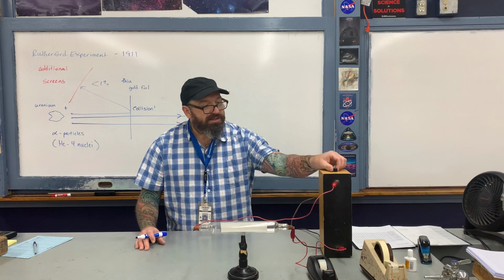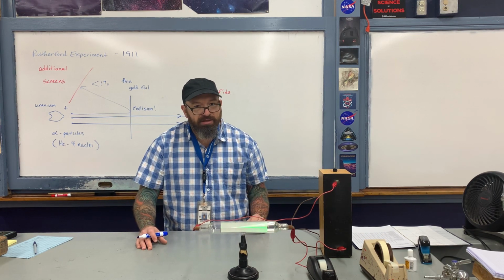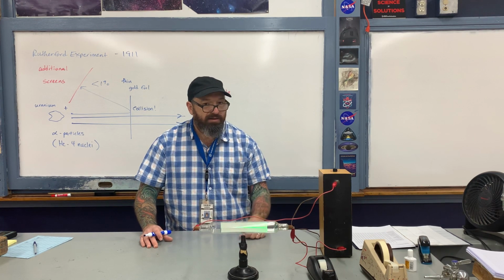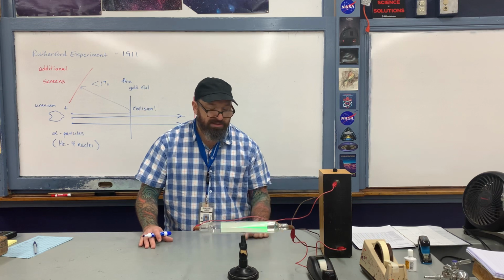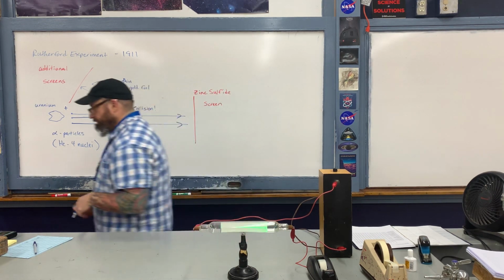So let me go ahead and turn this on like so. And then you can see that the green light that's being emitted here on the screen, that's the result of the electrons striking the zinc sulfide and thereby causing the screen to fluoresce. Let me go ahead and turn off the lights so you can see this a little bit more distinctly.